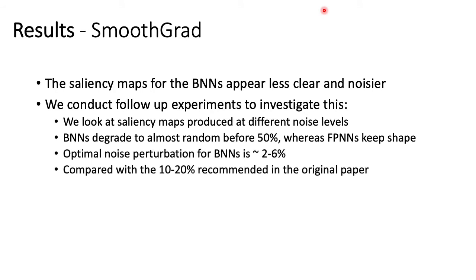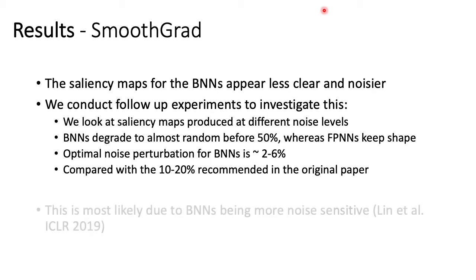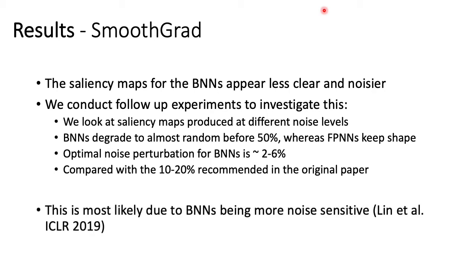And the optimal noise perturbation for binarized neural networks seems to be much lower than for full precision networks, at around 2 to 6%, which compares to the 10 to 20% recommended in the original paper. A possible explanation for this is that binarized neural networks are more noise sensitive, which is discussed in Lin et al., where they look at binarized neural networks and other quantized networks' sensitivity to adversarial attacks and other noise perturbation.